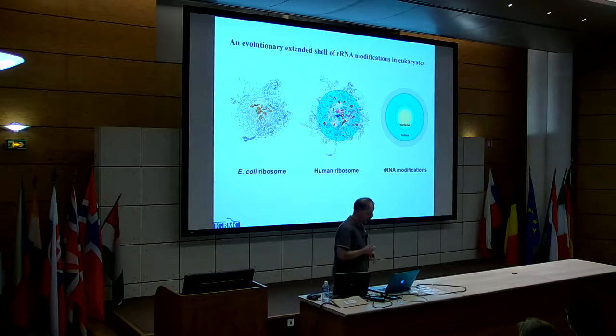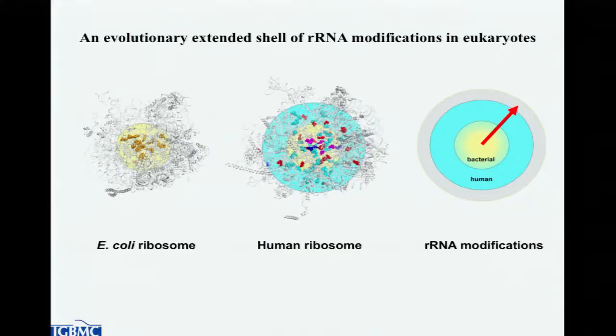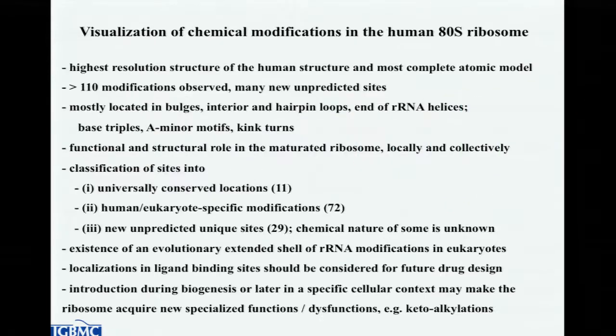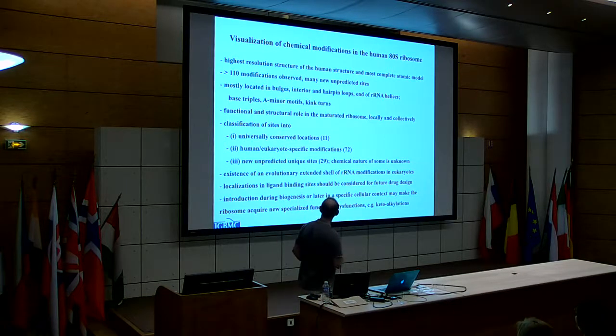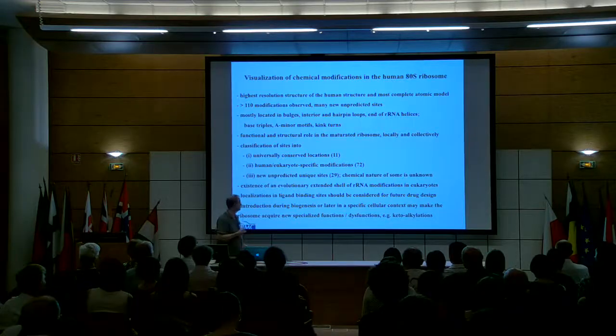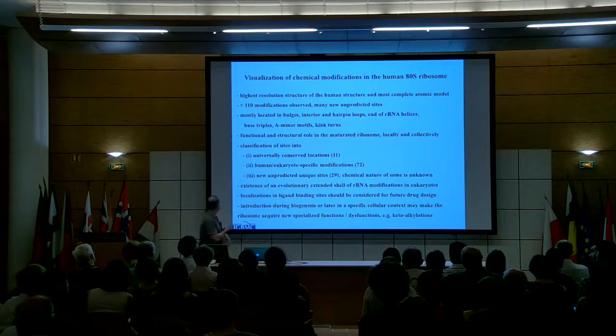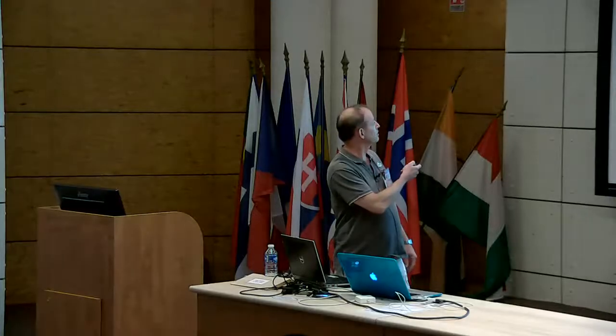So basically, we suggest that there's an extension of modifications throughout evolution from the key catalytical centers towards the entire structure. So with that, I'd like to summarize a few of these aspects that we have seen in the structure. For now, to our knowledge, it's the highest resolution structure of the human ribosome and also the most complete atomic model. Then we have seen more than 110 modifications with many unpredicted new sites, mostly located in bulges, in interior and hairpin loops at the end of RNA helices very often. And in base triplets, some of these are described, the ones with the tilting of the nucleotide bases. They are typically happening at base triplets. Then A minor motifs and kink turns.